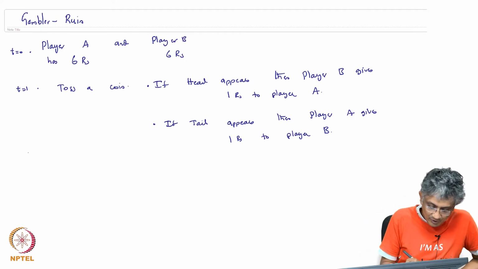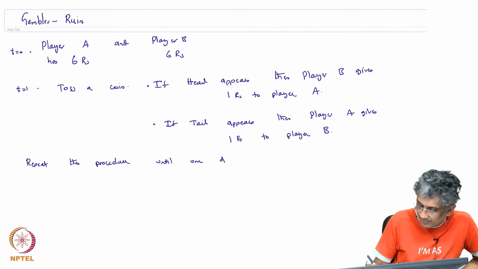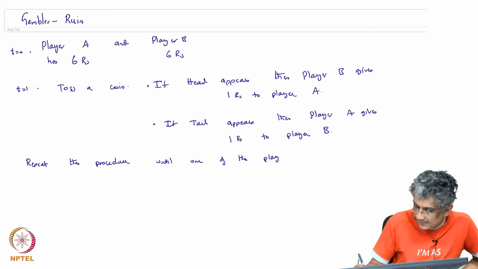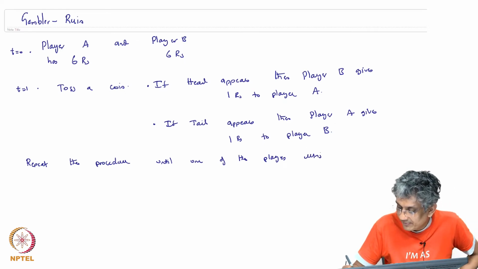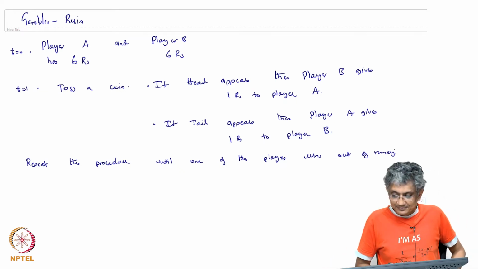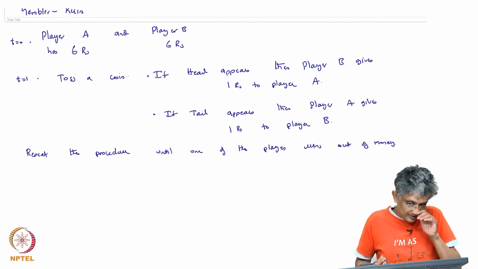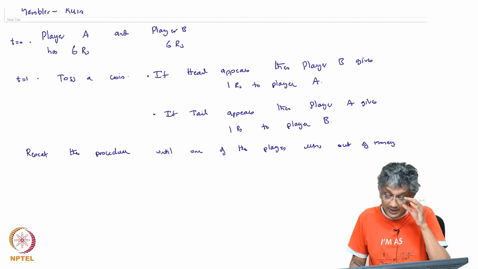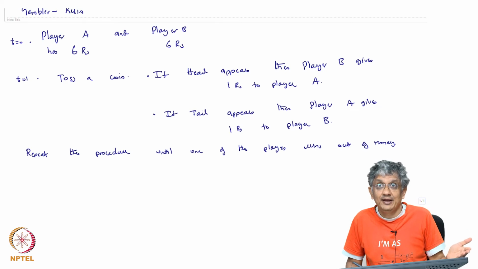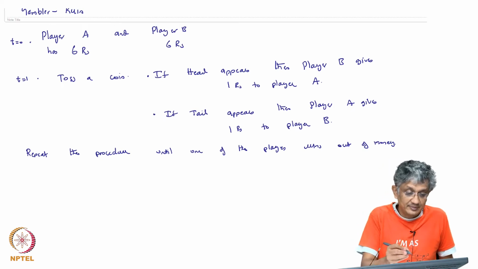Then you repeat this procedure until one of the players runs out of money. That is, they are ruined. So the idea is clear. You toss a coin. If head comes up, player B gives 1 rupee to player A. If tail appears, player A gives 1 rupee to player B. Repeat the procedure until one of the players runs out of money.